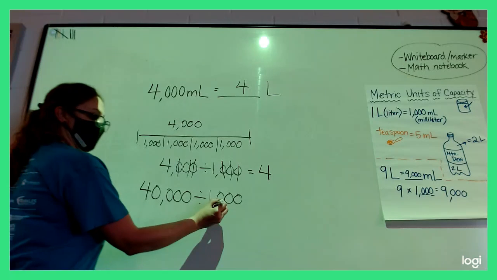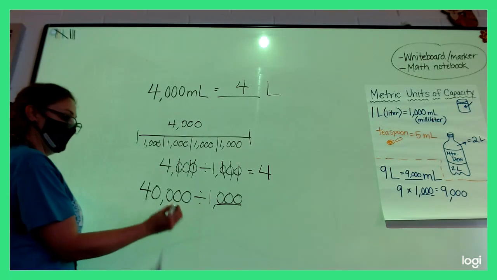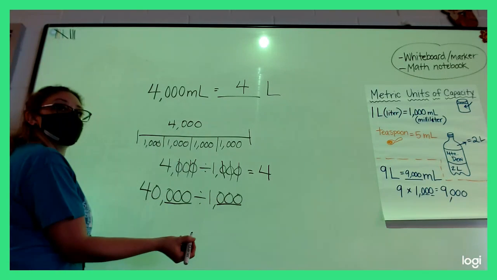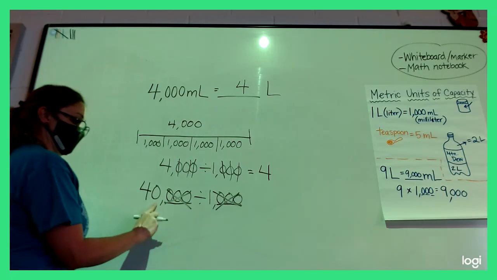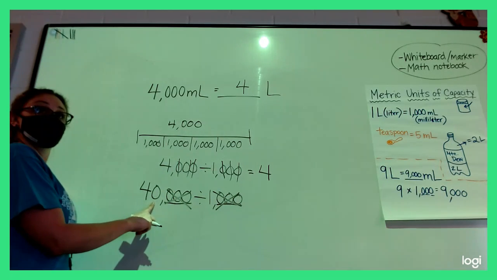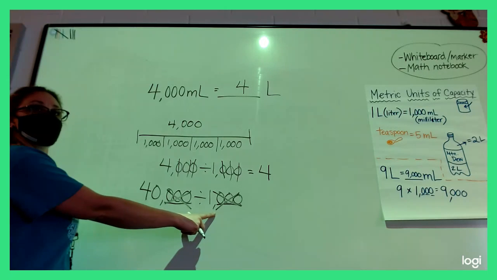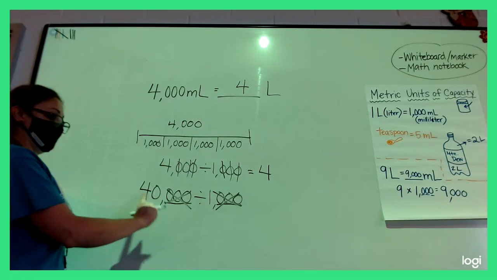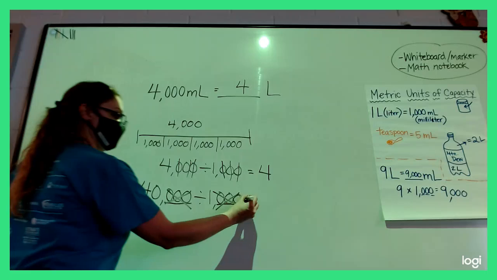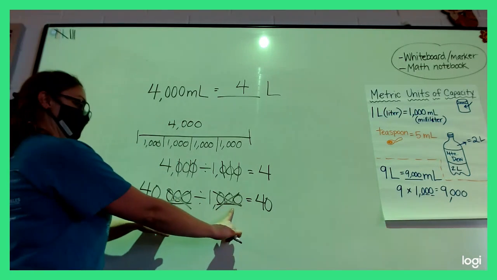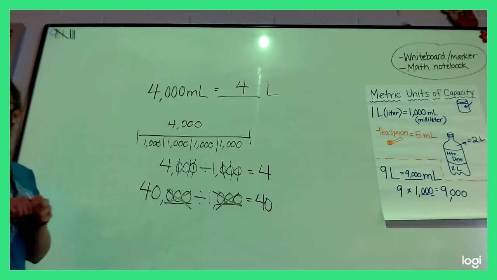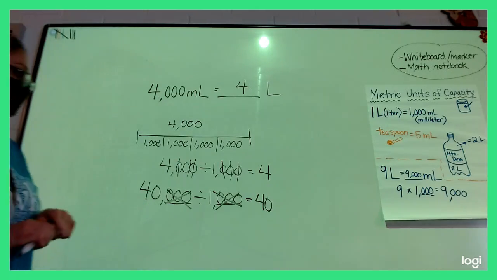Okay, I've got 3 zeros here, right? Do I have 3 zeros here? So I can get rid of all those zeros. Can I get rid of that one? Is there one over here I can cross off with it? No. So my problem is 40 divided by 1, which would be 40. So as long as you have an even number of zeros, you can delete all of them. But if this one has more, you've got to keep one.